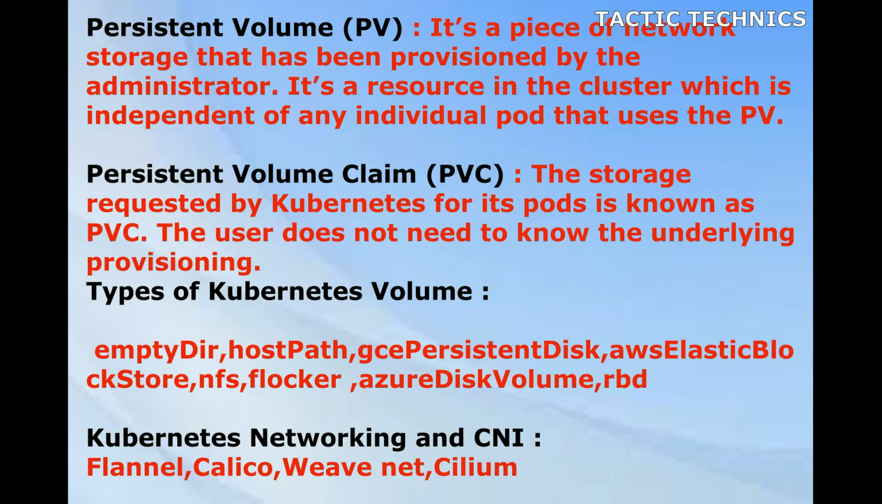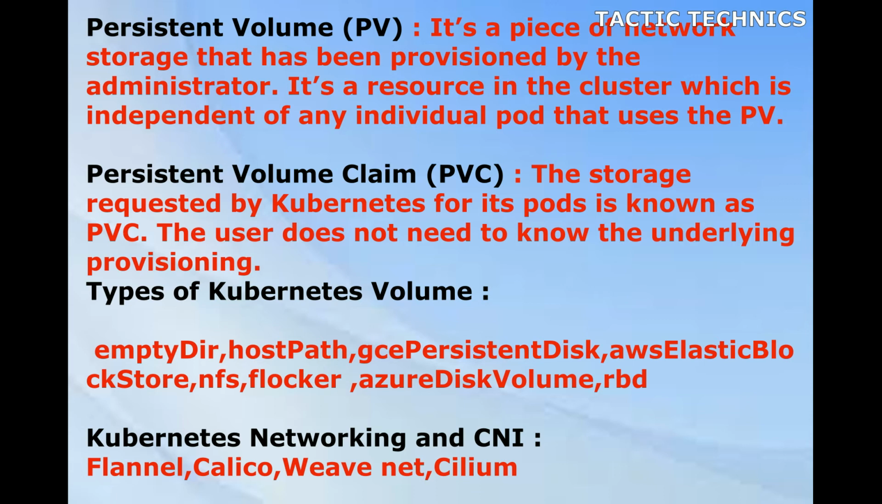Persistent volume, PV. It's a piece of network storage that has been provisioned by the administrator. It's a resource in the cluster which is independent of any individual pod that uses the PV. Persistent volume claim, PVC. The storage requested by Kubernetes for its pods is known as PVC. The user does not need to know the underlying provisioning.